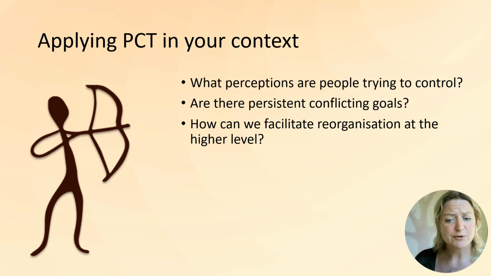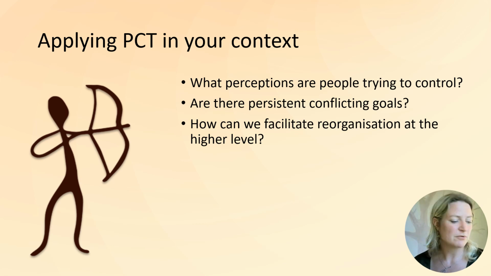So I'm curious how you think of applying these principles in your work context. And the questions you could start asking today are: what perceptions are people trying to control? So ask people, what do you want? What do you think is important? What are you trying to keep in a certain state? And what do you strive for? So see what all the wants are. And they can also be conflicting ones. That's a very normal thing to happen.